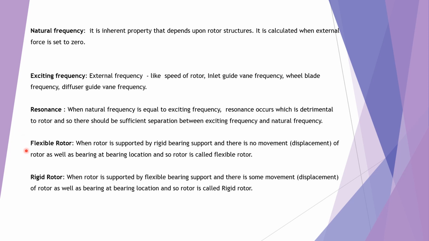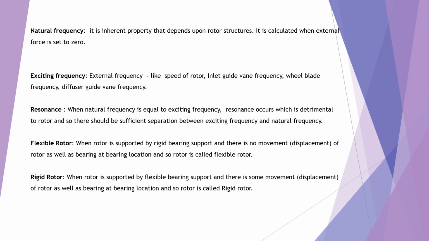Flexible rotor: when the rotor is supported by a rigid bearing and there is no movement of the rotor as well as the bearing at the bearing location, the rotor is called flexible. Rigid rotor: when the rotor is supported by a flexible bearing support and there is some movement or displacement of the rotor as well as the bearing at the bearing location, the rotor is called a rigid rotor.